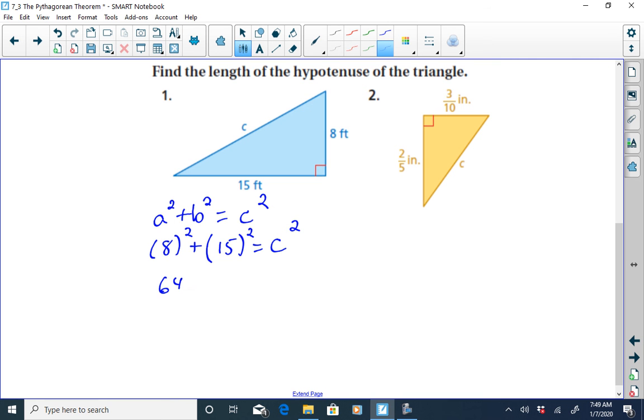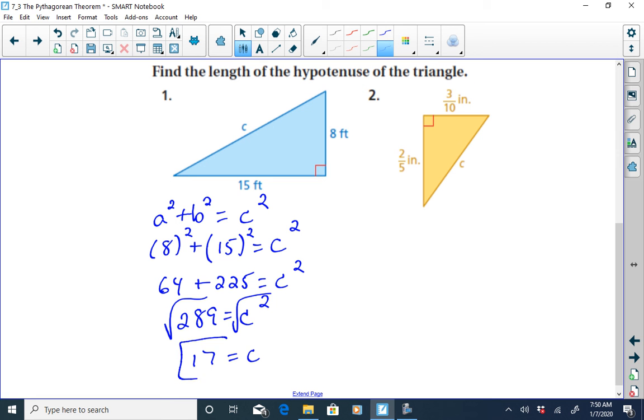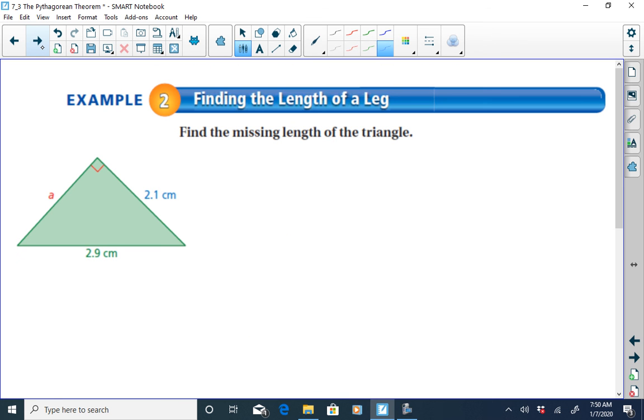8 squared is 64. 15 squared is what? 225. That's got to be equal to c squared. 64 and 225, that's going to be what? 289. That's equal to c squared. We take the square root of both sides of that equation, and we get 17 is equal to c. 17, and those are feet. I don't want to forget my labels here. That's an example of how you would use the Pythagorean theorem to find the longest side of a right triangle.